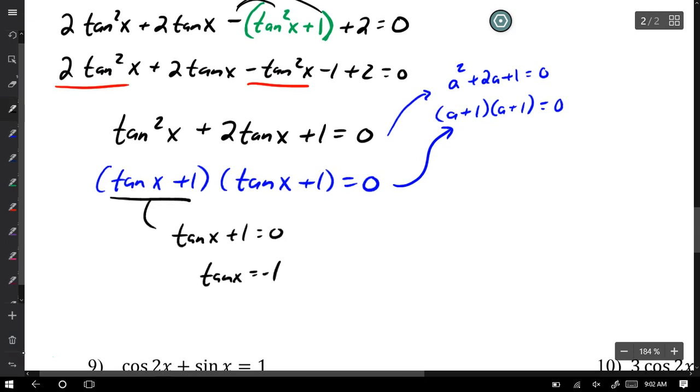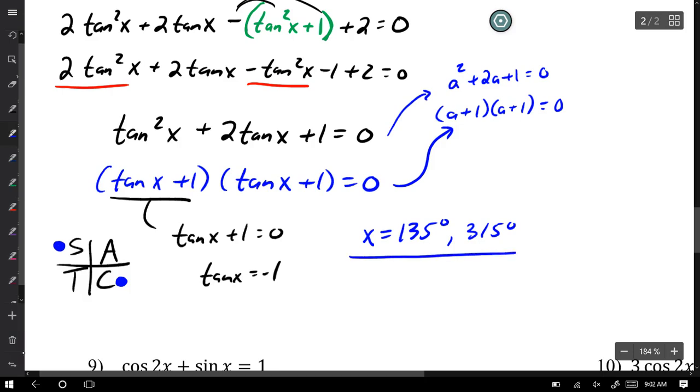So where on our trig chart is tangent of x equal to negative 1? Well, in this case, I know tangent is negative in the second quadrant and the fourth quadrant. So when I go looking for it on the trig chart, I'm going to look in those areas. That would be 135 degrees, and it would be 315 degrees. And there are the values we're looking for.